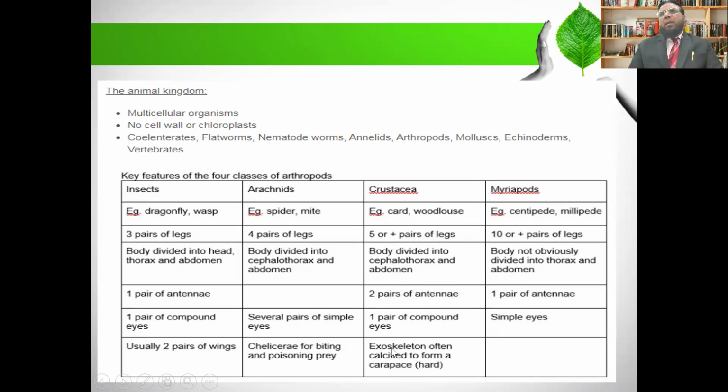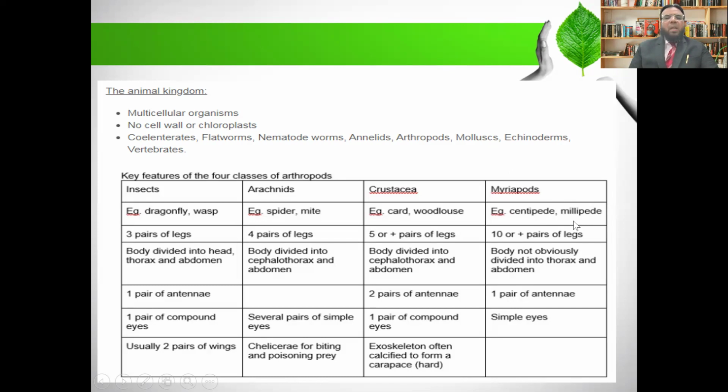There are two types of skeleton. One is the exoskeleton, another is the endoskeleton. In human beings, mostly the endoskeleton is there. But in some animals, like crustaceans, they have an exoskeleton. For example, if you study shrimps and crabs, the hard part is the outer part.